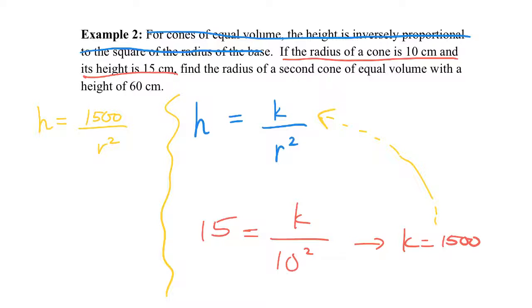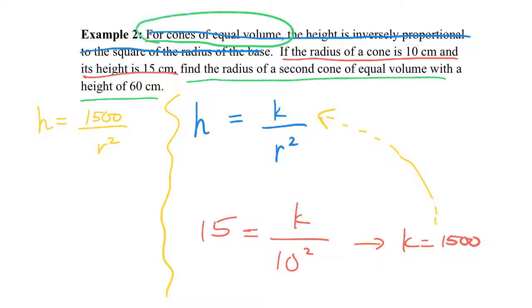Find the radius. Let's use another color for this so we can see the difference. Use green. Find the radius of the second cone of equal volume with a height of 160 centimeters. And the key here, it says in the beginning, for cones of equal volume. And this says the second cone of equal volume, which means you can use this proportionality here. What do you got? R equals 5.